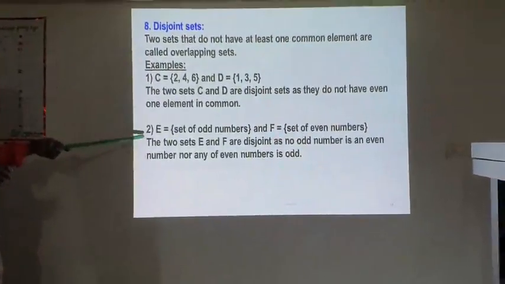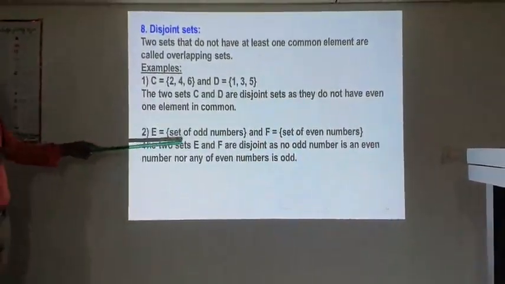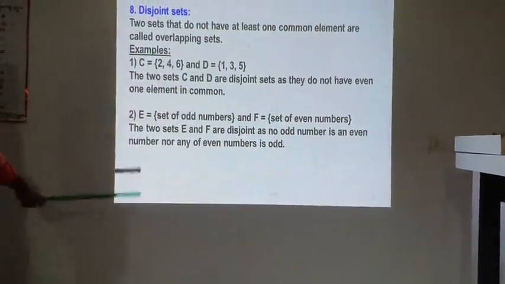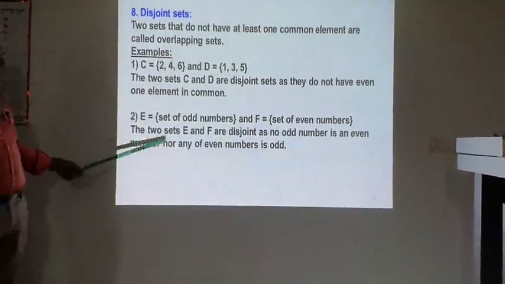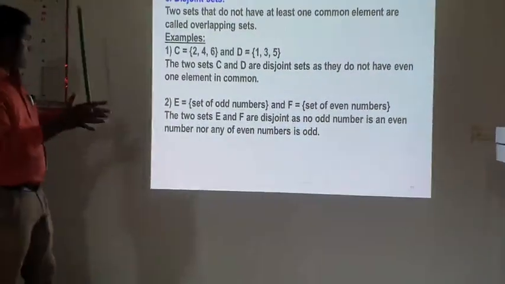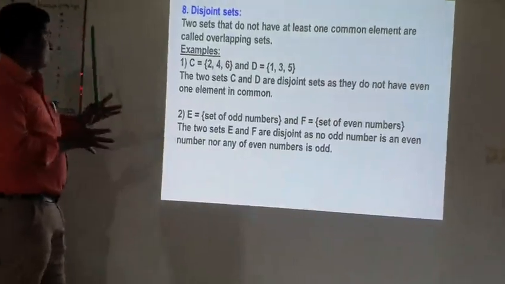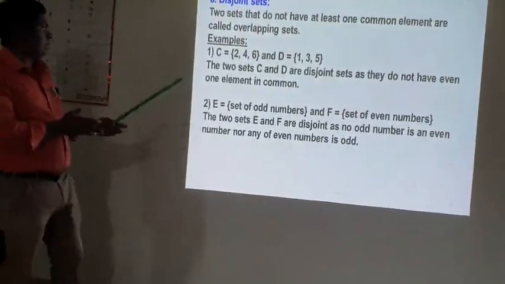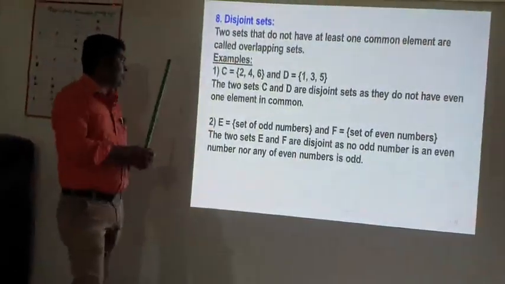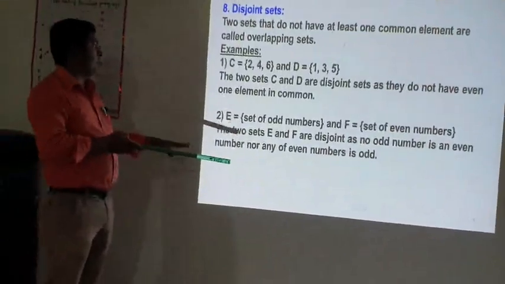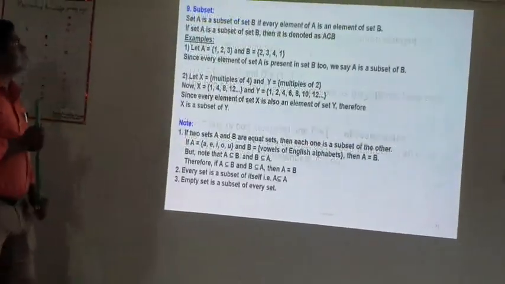See another example. E is equal to the set of odd numbers, F is equal to the set of even numbers. Between the two sets, even numbers and odd numbers, there is no common element. Even numbers are like 2, 4, 6, 8. Odd numbers are like 1, 3, 5, 7. There is no common element, so it is a disjoint set.